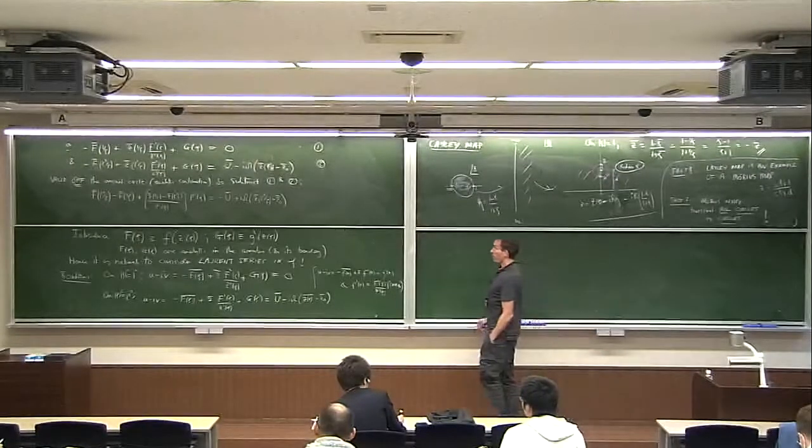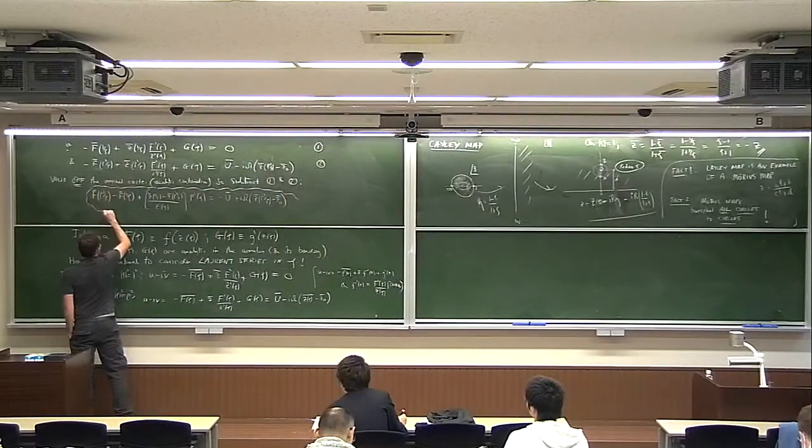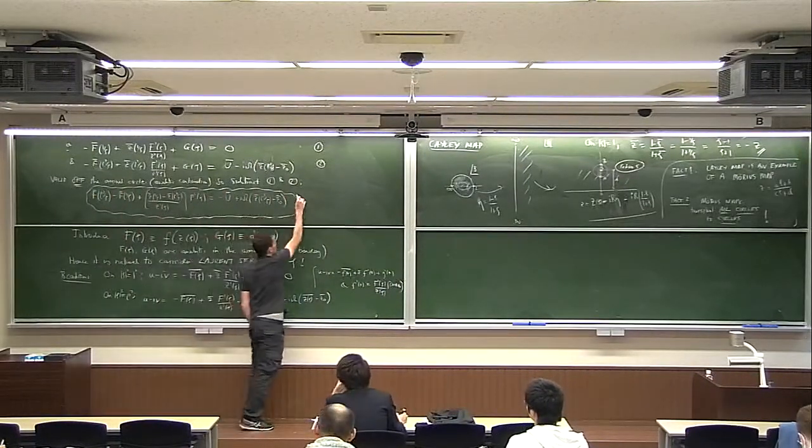Okay, now I've nearly finished. There's just one more step. This is the big equation for F. F bar is the Schwarz conjugate.